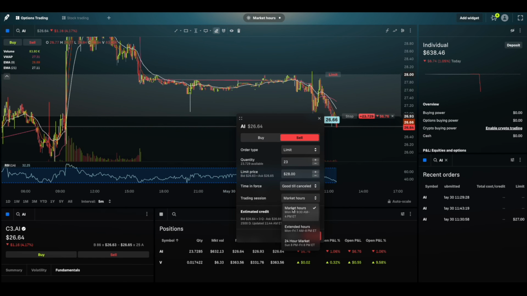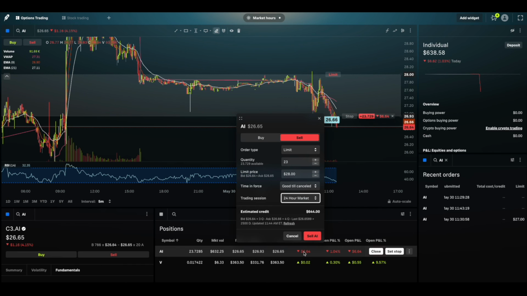Now it says trading session. I guess you have to put it in for all of them. Interesting. So I guess if you put it for extended, it'll only last until 8 p.m. So you can see extended hours, 7 a.m. to 8 p.m. And then if you put 24-hour market, it says Sunday 8 p.m. to Friday 8 p.m. So I think that just means the order is in until Friday at 8 p.m., which is interesting. So let's just see if that works, placing it.